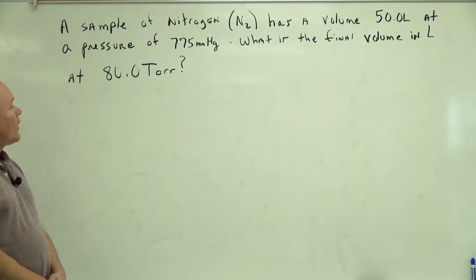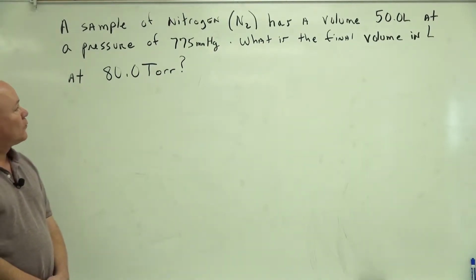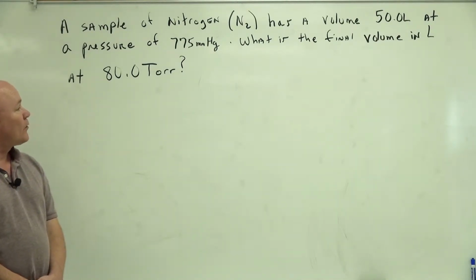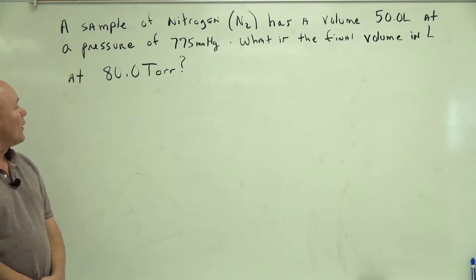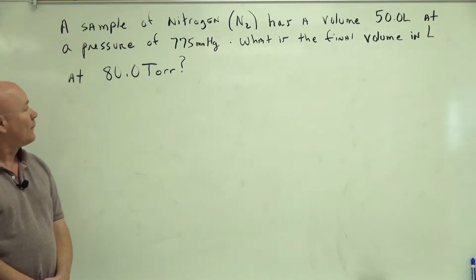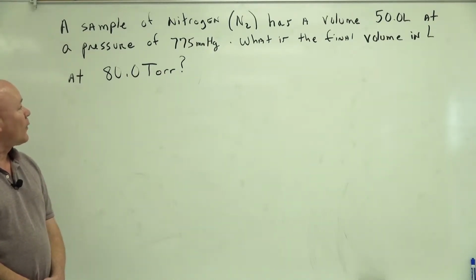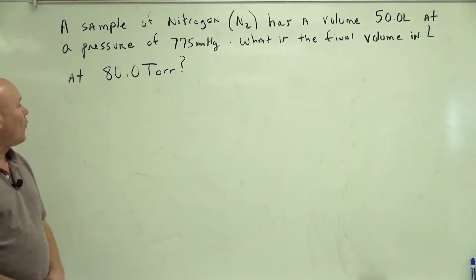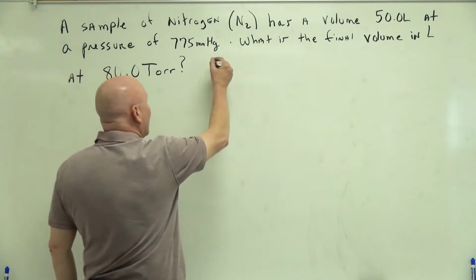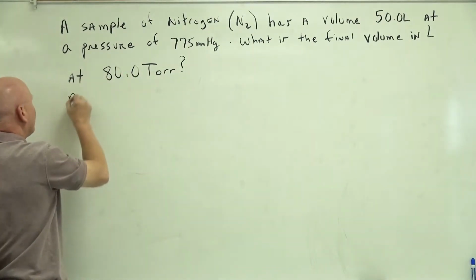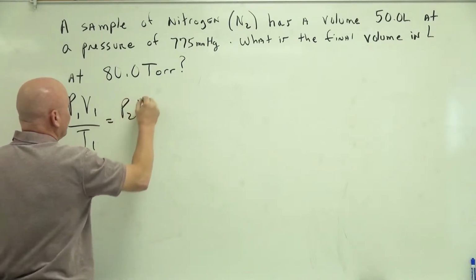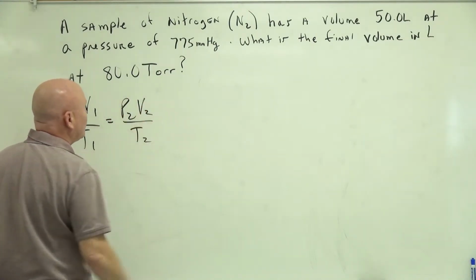A sample of nitrogen, N2, has a volume 50.0 liters at a pressure of 775 millimeters mercury. What is the final volume in liters at 80.0 torr? All right, so we have pairs of variables up there. We have a pair of pressures, and a pair of volumes. So we're going to start with our combined gas law equation. P1 V1 over T1 equals P2 V2 over T2.